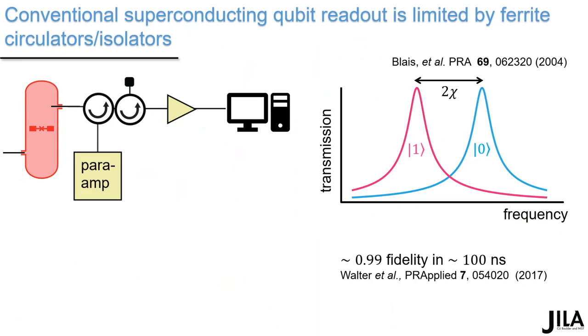So as I was saying, the dispersive interaction between the qubit and the cavity causes the cavity frequency to shift by plus or minus chi, depending on if the qubit's in the ground or the excited state. And so to determine the qubit state, we probe the readout cavity at an appropriate frequency and measure the phase and/or the amplitude of the scattered pulse.